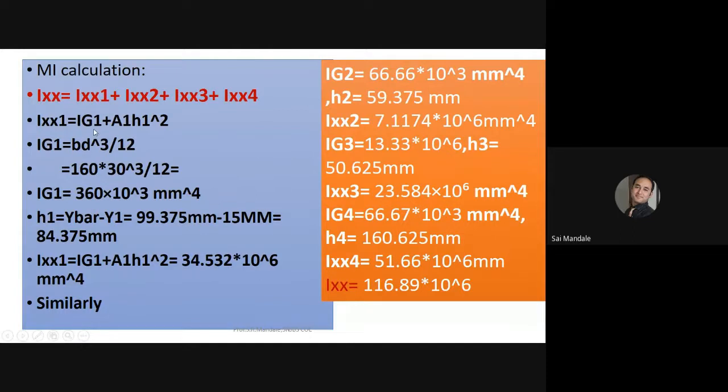Ixx is equal to Ixx1 plus Ixx2 plus Ixx3 plus Ixx4. So how to calculate Ixx1? Ixx1 is equal to Ig1 plus A1 H1 square. Ig1 is a rectangular section, so it is BD cube by 12. Similarly, we have to calculate Ig2, Ig3 and Ig4. A1, A2, A3, A4 we have already calculated.